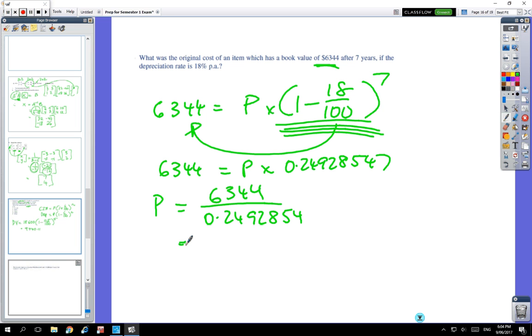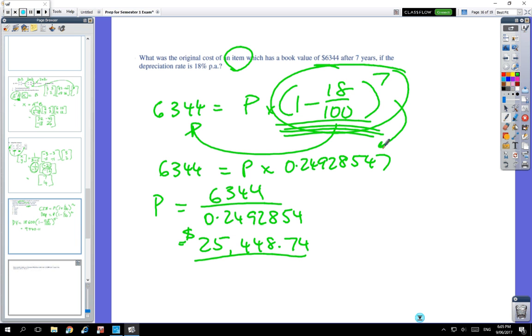6344 divided by 0.2492854, and that equals $25,448.74. So the original price of that item was $25,000 if it ends up at $6,000 after 7 years. Okay, that sounds reasonable. 18% depreciation, so there's no problems there. So we had to work out that number and then just divide through.